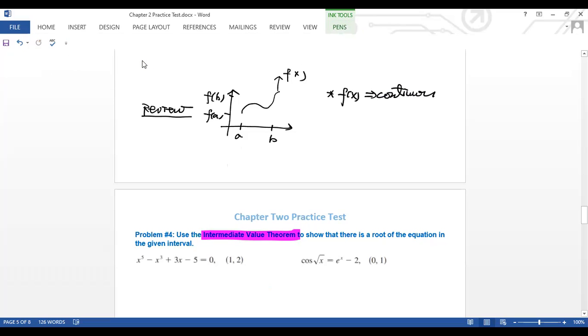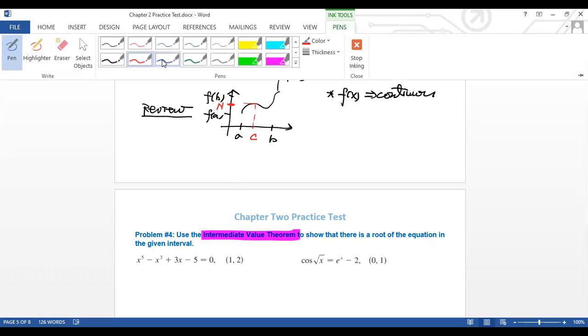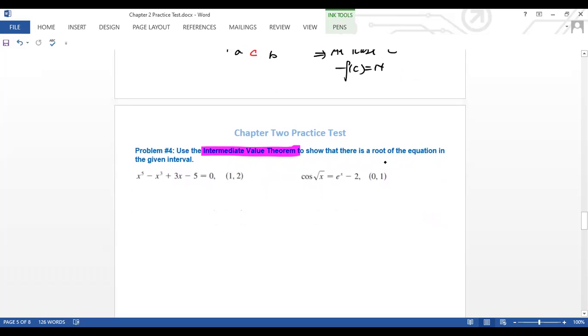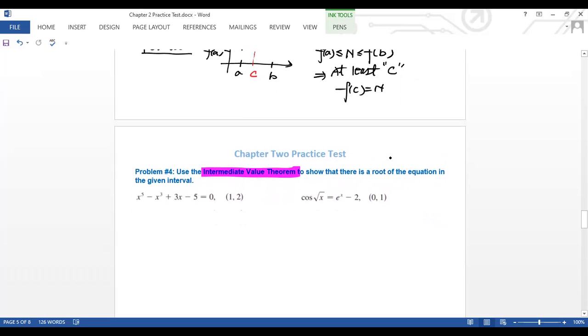So if you still remember, if you find any number N between f of A and f of B, then you can find at least one number C such that f of C equals N. You can have more than one, but at least one C such that f of C equals N.